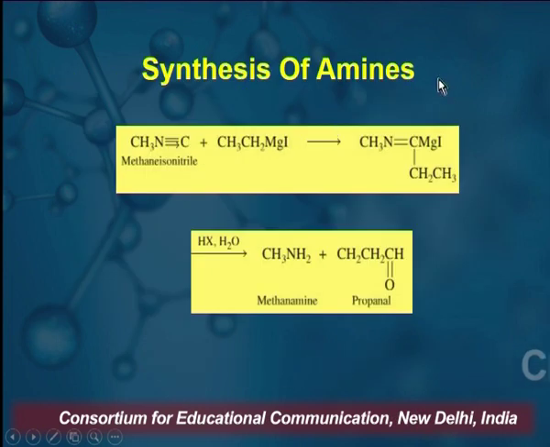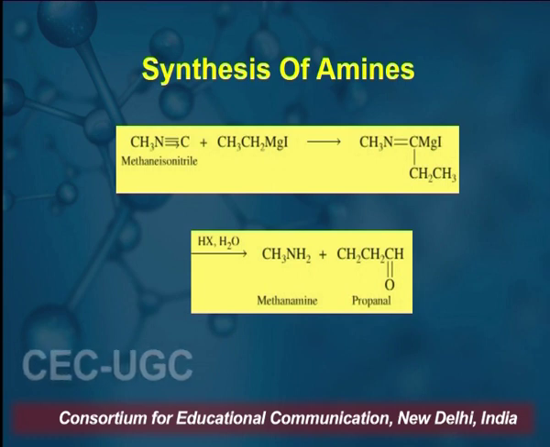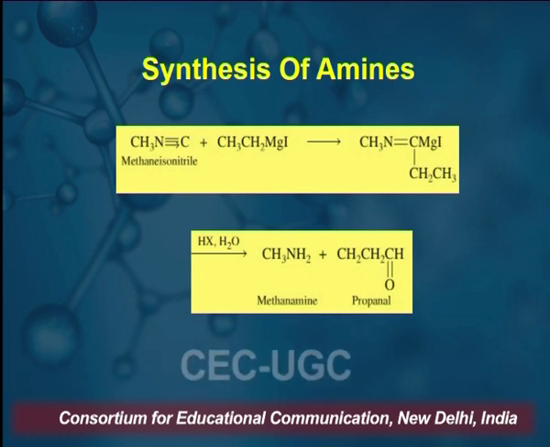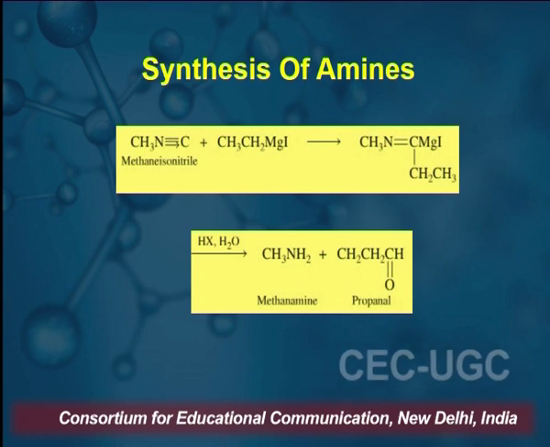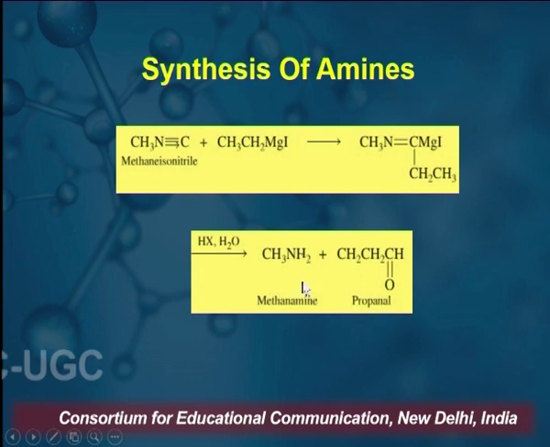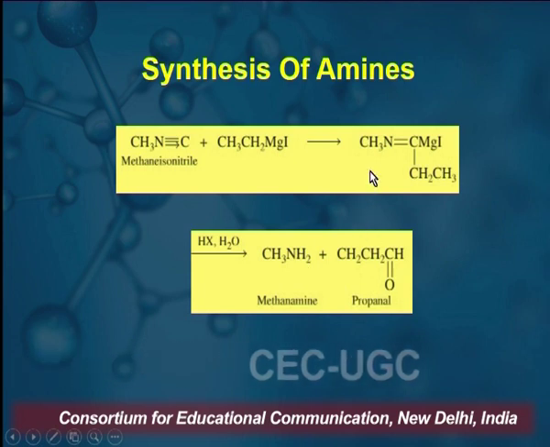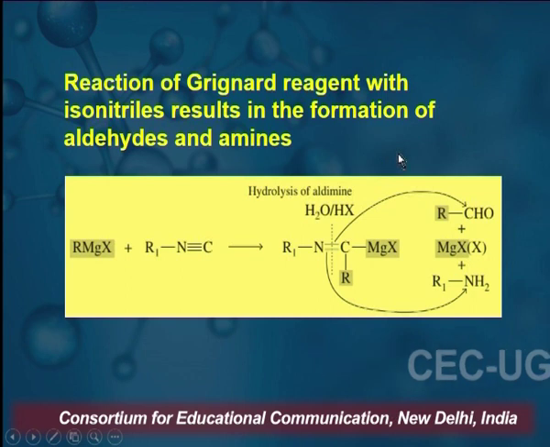Now, synthesis of amines. Again, this is the reaction with methane isonitrile. In this case, ethyl magnesium iodide on reaction with methane isonitrile results in the formation of the corresponding amine, and this on hydrolysis will result in the formation of methylamine and propanal. Now, in this case, as explained earlier, it is a specific example.